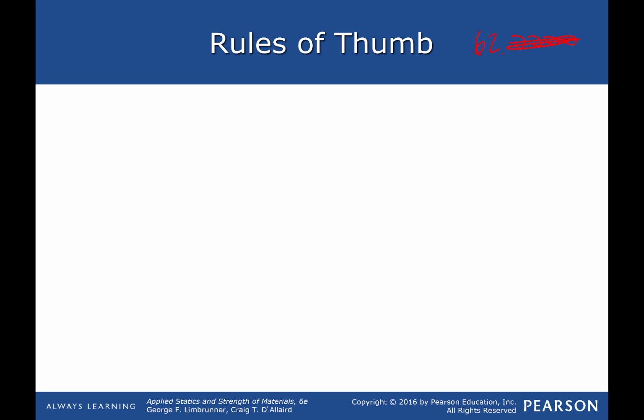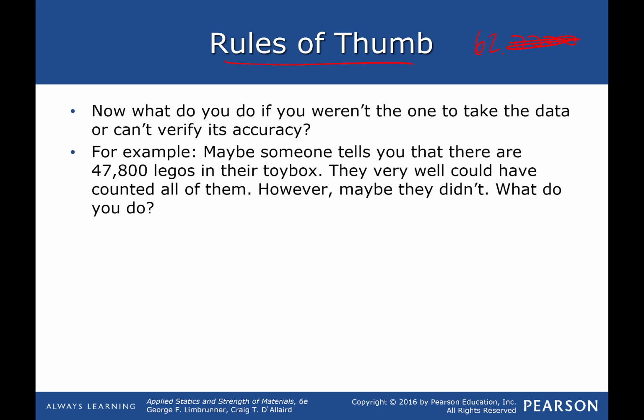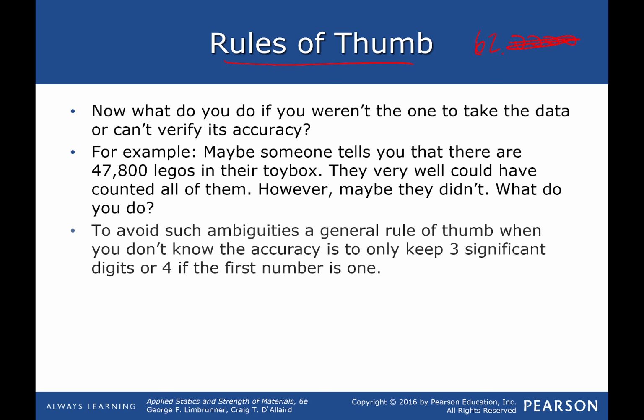So if you don't know what the precision of your measurements is, and in this case, for all problems you're doing in this class, we're assuming you don't know, there are some rules of thumb you can follow. So if we're trying to get rid of our ambiguities like this right here, we don't know how precise their counting was. What we do is we keep it only to an accuracy of 3 significant digits, or 4 if the first number is 1.